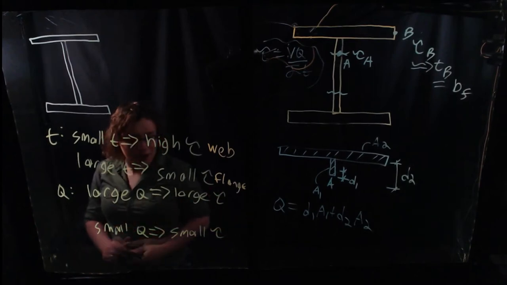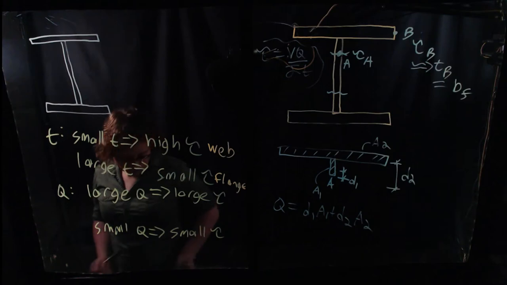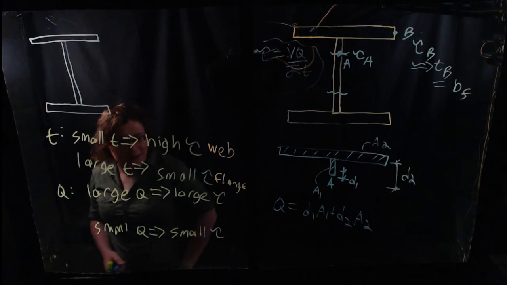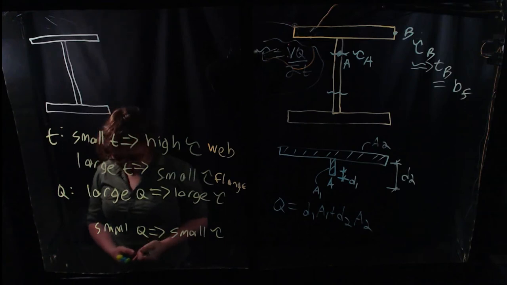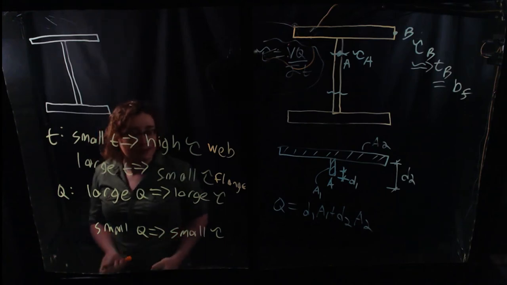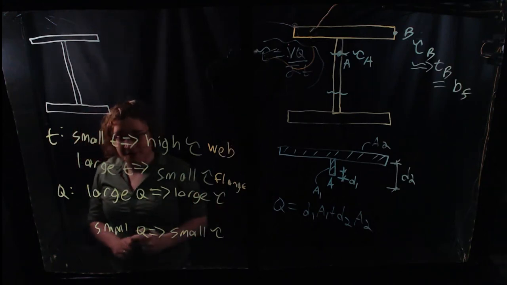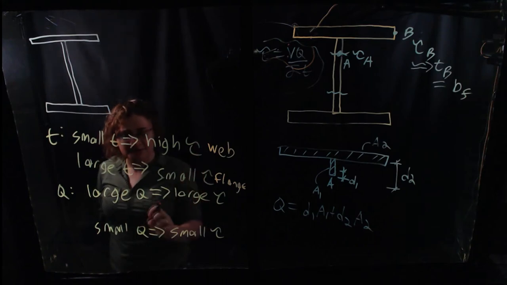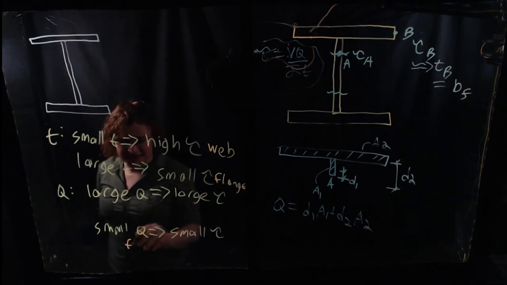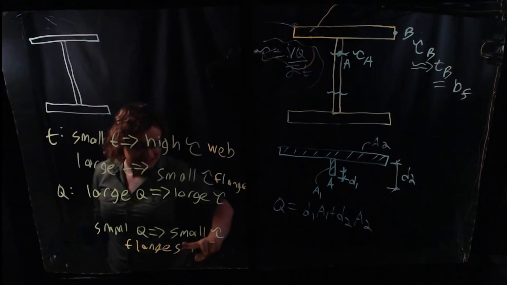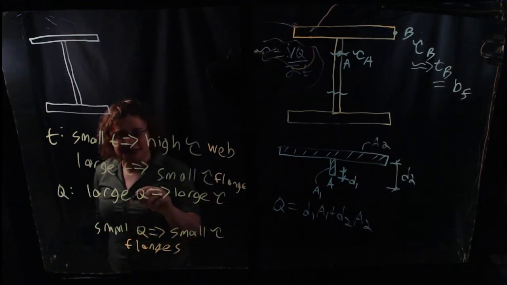And again, let's think about where these occur. A large Q, a large first moment of outward area, is going to increase generally as you go into a member from the outside, from the upward surface downward, or from the downward surface upward. And so the Q is going to be smallest in the flanges, because there's less outward area to calculate a first moment of outward area. And then the large Q is going to be at the web.